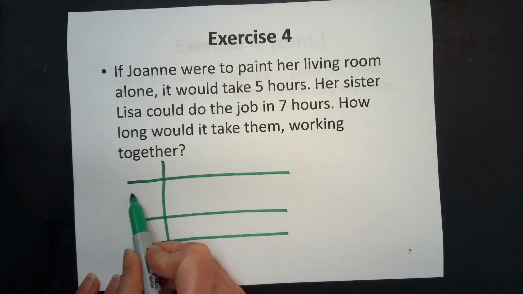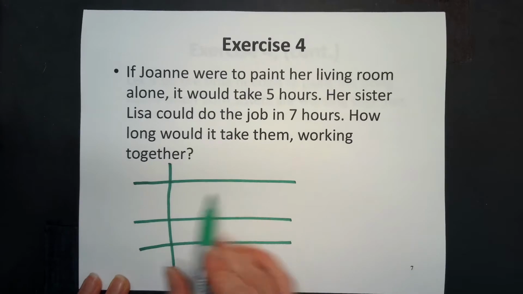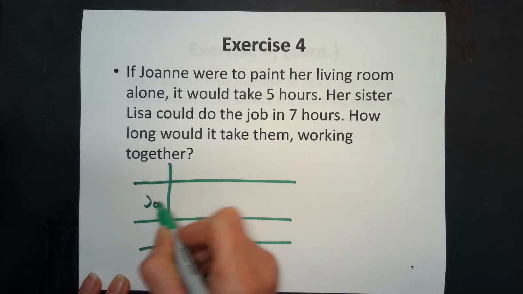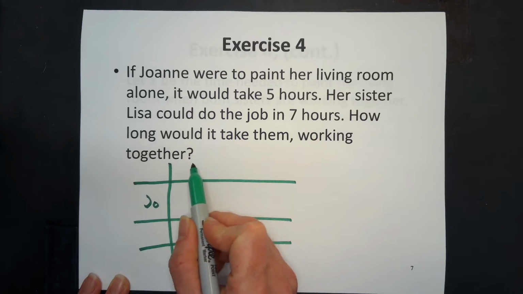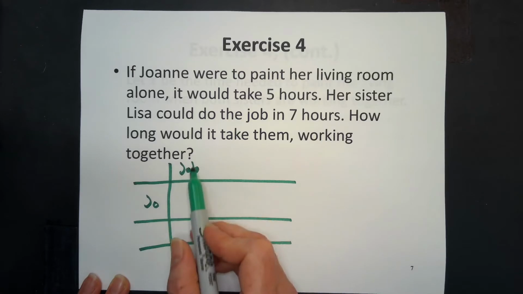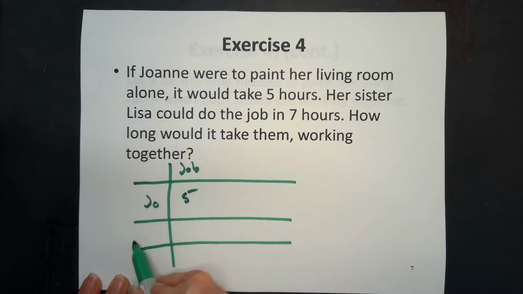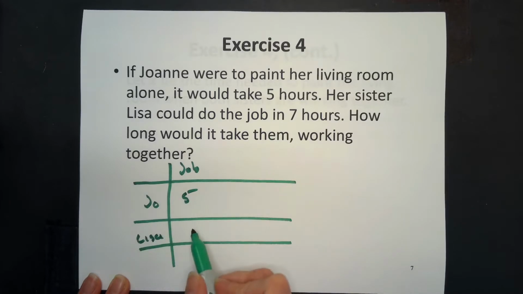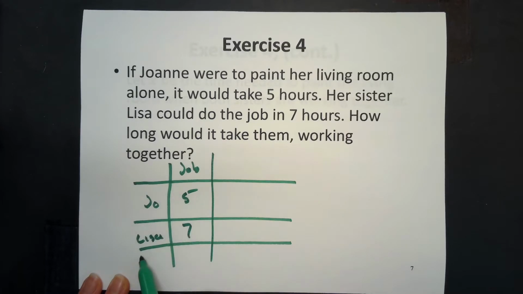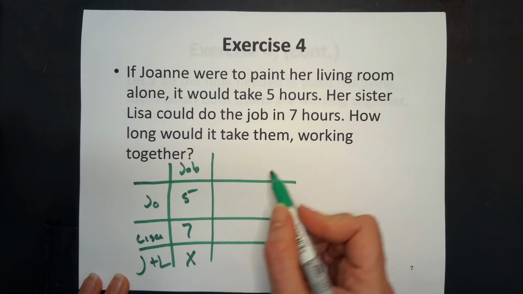So we're going to have Joanne, and that's going to take what? The job takes her 5 hours. Lisa, the job takes her 7 hours. Working together, Joanne plus Lisa would take x hours. We don't know. It wouldn't be 12 because that means they each did the job consecutively and they did it twice. So it wouldn't be 12 hours. A lot of students do that. It'd be x. I don't know how fast they get it done. That's what we need to know.